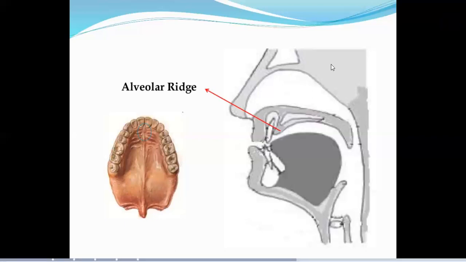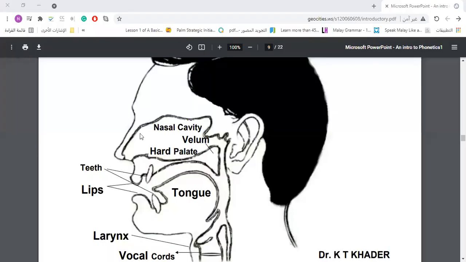Now, another organ, let's go back and look at the other drawing, is the hard palate. The hard palate, as you can see, is a thin, horizontal, bony plate of the skull, and it is located in the roof of the mouth. Again, if the tongue touches or interacts with the hard palate, we have the production of the sounds t, d, and y.